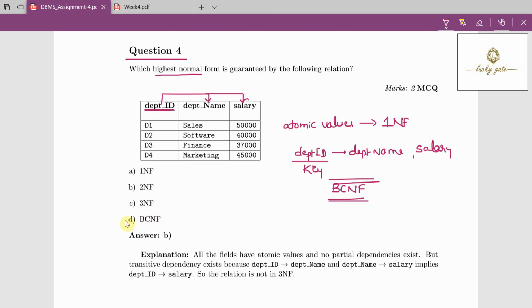So the answer for question 4 is option D. Friends, here also option B was given by the NPTEL team. Later they corrected it. So the correct answer is option D.